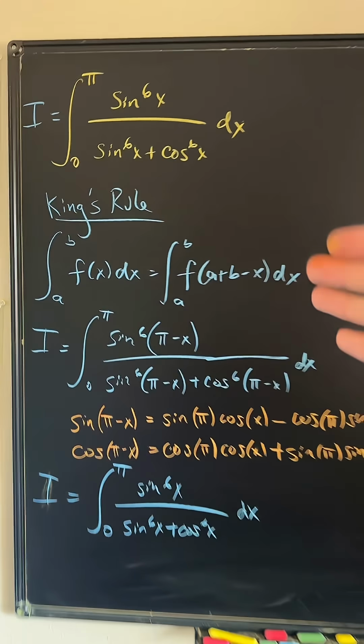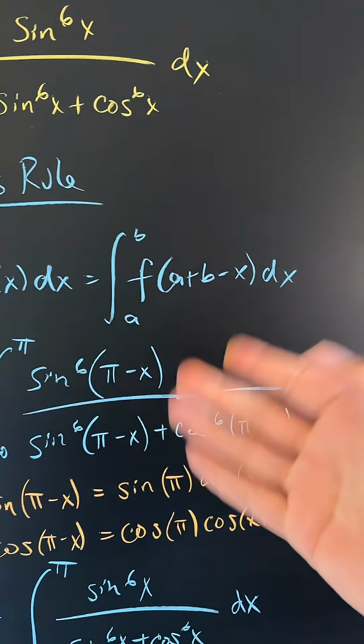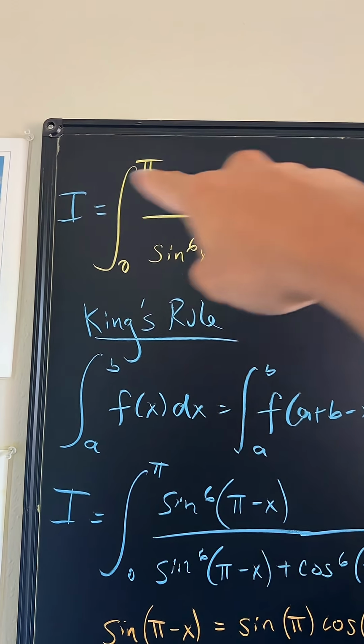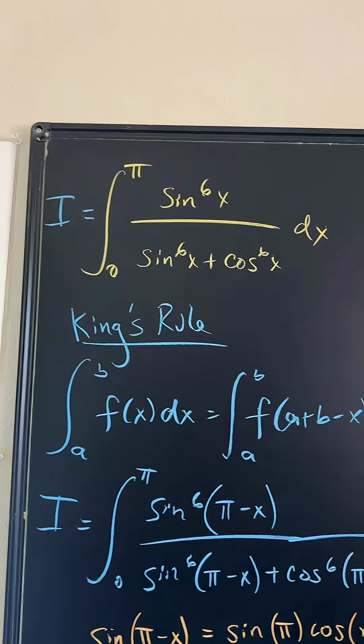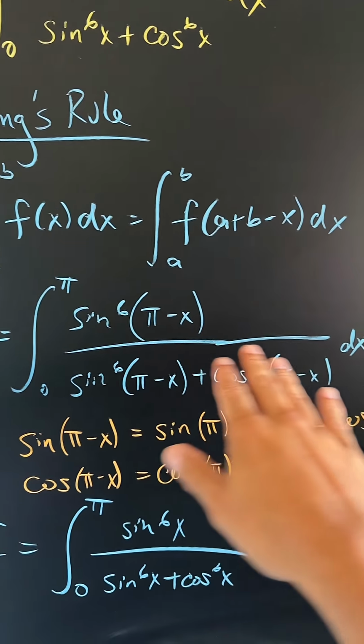So keep in mind, this is King's rule. It tells us that this integral right here is equivalent to the integral from a to b of f of a plus b minus x. Now in this particular case, integral I, our a value is 0, our b value is pi. So if we go ahead and try King's rule, we have this expression right here.